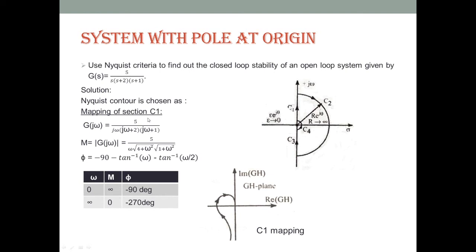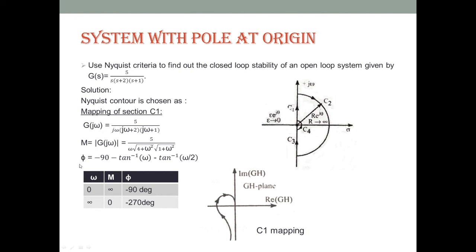So for this transfer function, 5 by j omega into (j omega plus 2) into (j omega plus 1), the j omega term contributes minus 90 degrees. There is no angle contribution from the 5 because it is a constant term with only a real part, so its angle is 0. For the term j omega plus 1, the imaginary part is omega and the real part is 1, so it is tan inverse omega; and for the other term it is tan inverse of omega by 2.